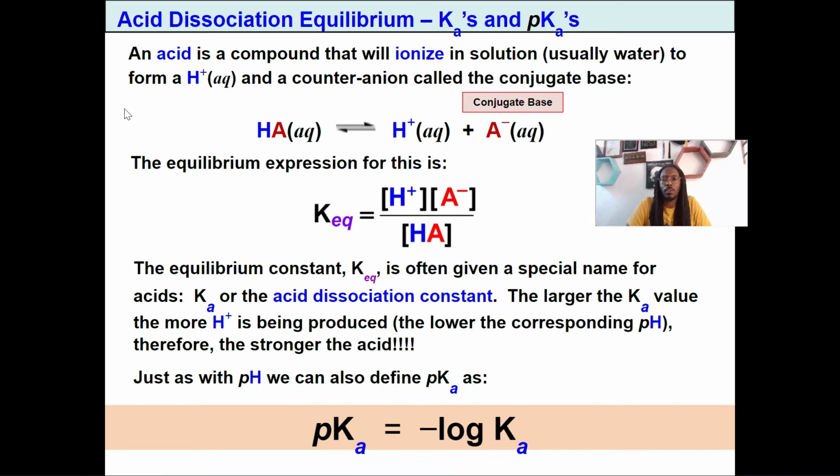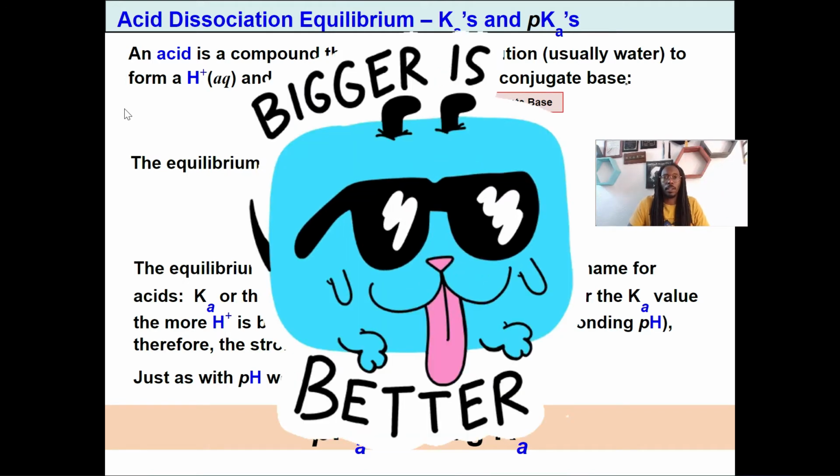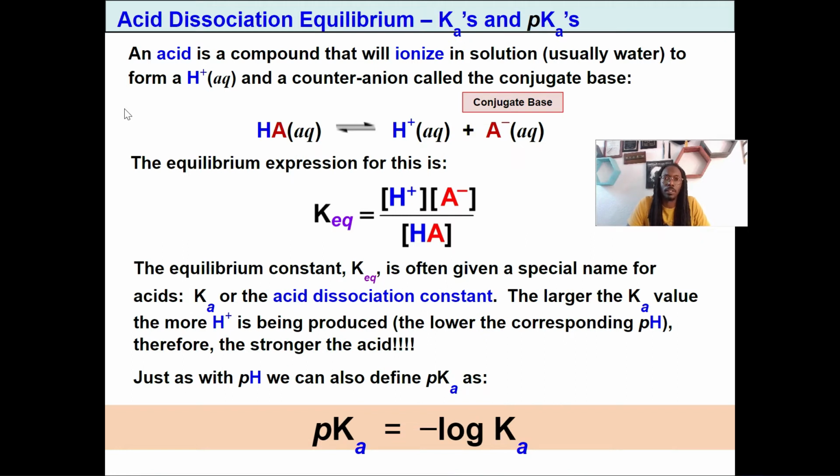Now, this is a key thing you guys want to understand. If you've got a bigger Ka, so the larger the Ka, then basically you're going to have more H plus concentration. That's what's being produced. Essentially, if you have a large Ka, you've got a strong acid. That's as simple as it gets. The bigger the Ka, the stronger the acid. The smaller the Ka, the weaker the acid.